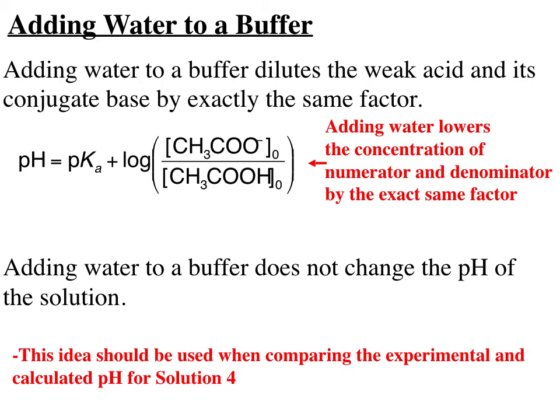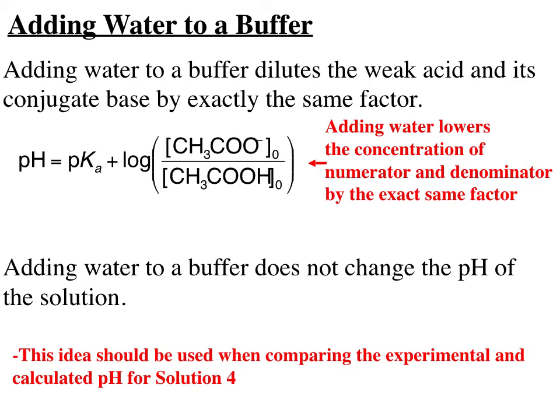Why? Because those are molar concentrations of the conjugate base and the weak acid. So I'm going to make those concentrations lower. I'm going to be diluting the conjugate base. I'm going to be diluting the weak acid when I add water. However, the factor by which I dilute the conjugate base and the weak acid is exactly the same.